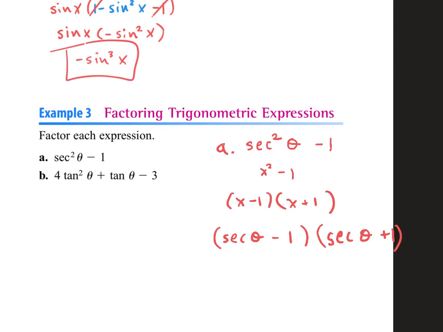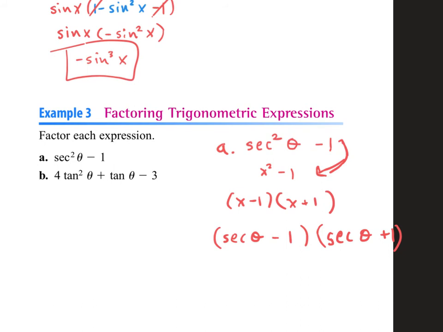So you don't have to change it into the x if you can see that you can factor this into secant theta minus 1, secant theta plus 1 right off the bat. Sometimes it helps to change your trig functions into x's, just because that takes you back right into algebra 2 and algebra, and you know how to factor this. We just throw in some trig functions to make it pre-calc. Any questions on this one?